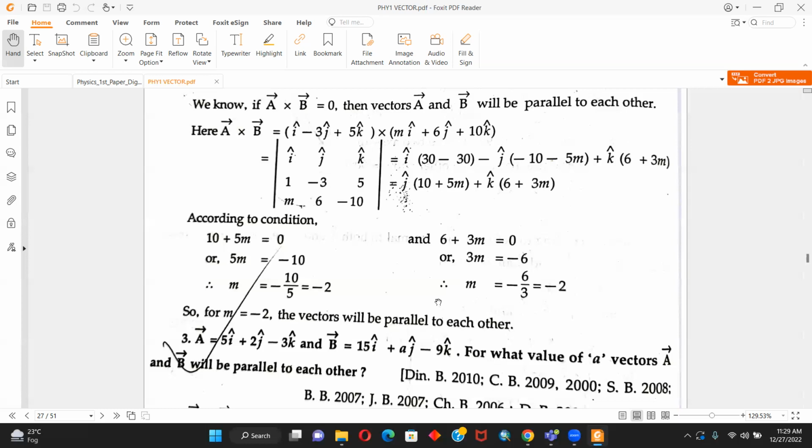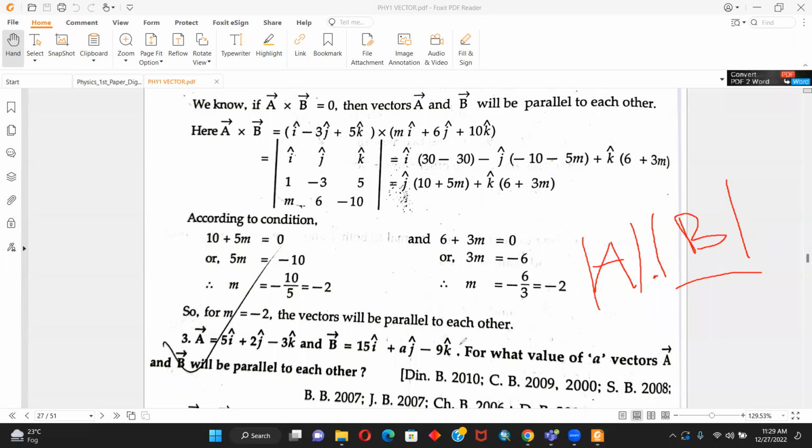The problem with that will be, what will be the magnitude for B? As you are saying, it will be the modulus or magnitude of A times the modulus or magnitude of B. What will be the value for B? Tell me real quick. Go ahead. 15. Isn't it the square root of 15 squared plus A squared plus negative 9 squared? Negative 9 squared and 9 squared are the same thing.